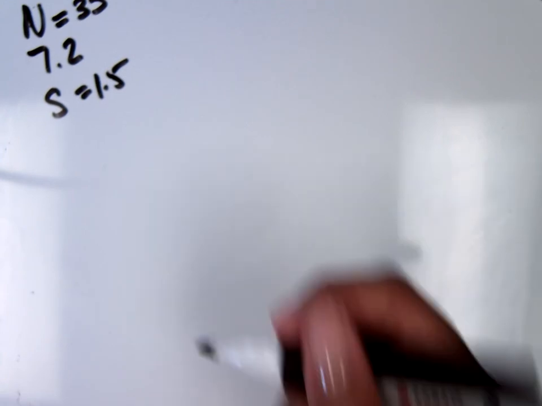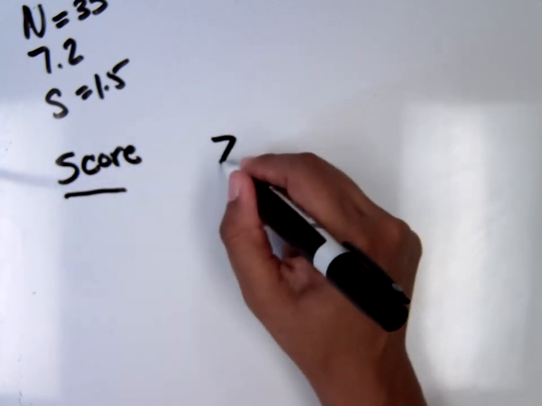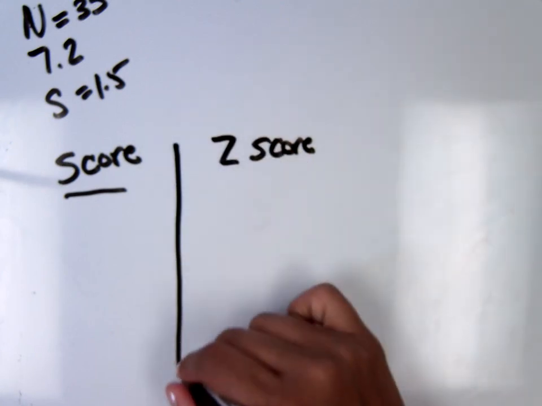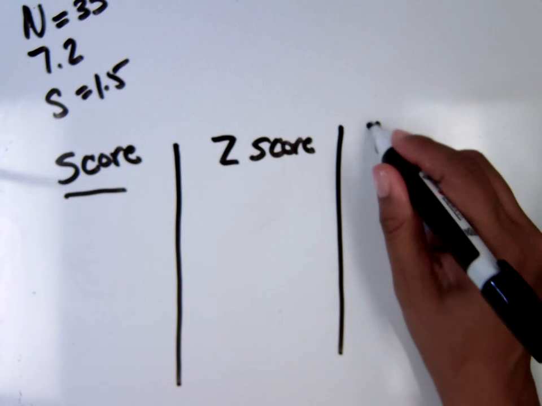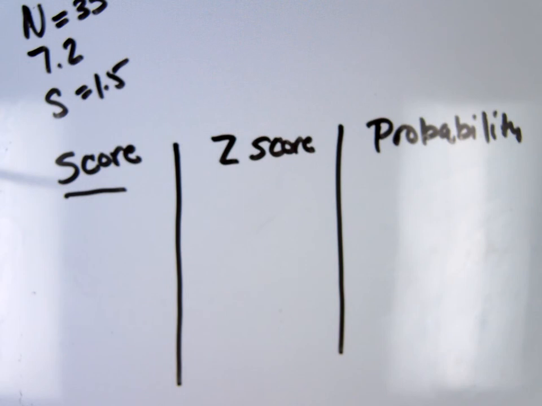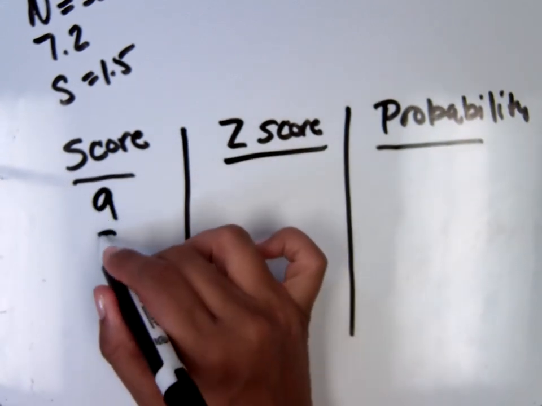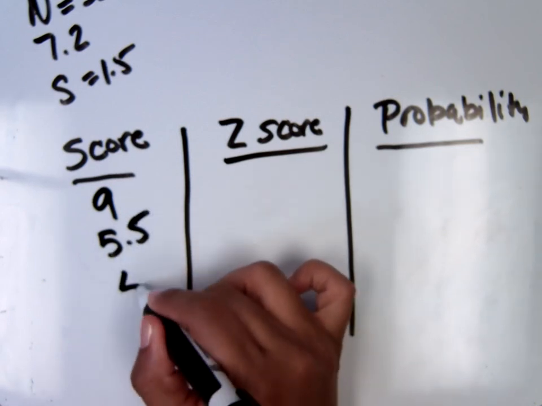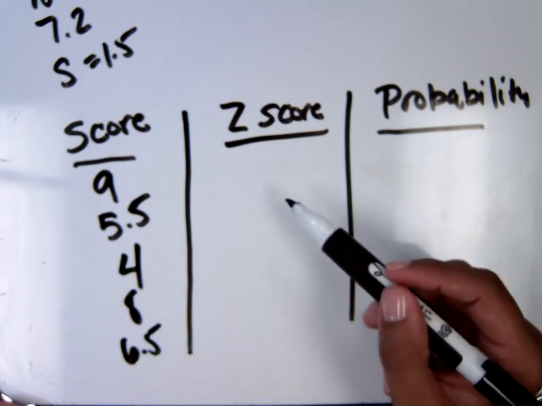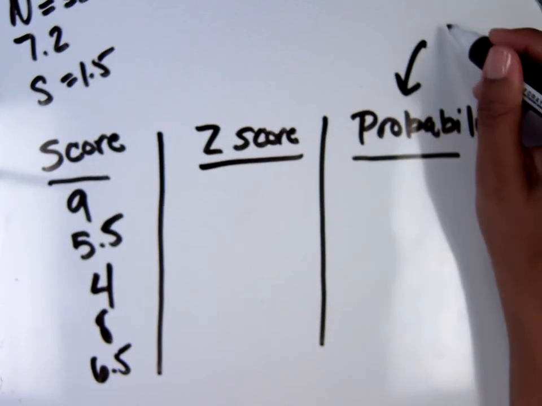If I want to know what the z-score is, and the probability, I have raw scores. I know my scores are 9, 5.5, 4, 8, and 6.5. It wants me to calculate the z-scores and then come up with a probability. In this piece right here, you're going to use the appendix.